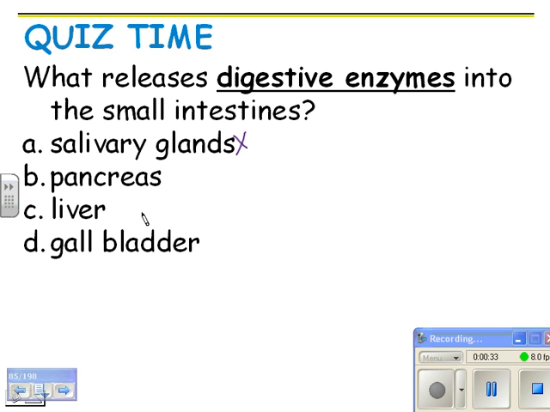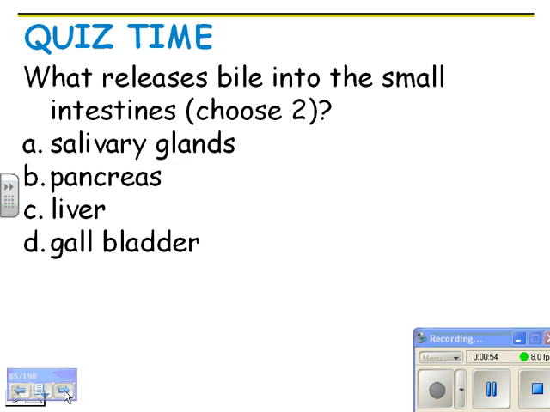And then this next part is tricky. All three of these things release something into the small intestine. The difference is that this one secretes bile, which is actually not an enzyme. So the pancreas is the one that secretes digestive enzymes. And the pancreas secretes a ton of enzymes, enzymes that break down carbs, and different ones that break down lipids, and different ones for proteins, and different ones for nucleic acids.